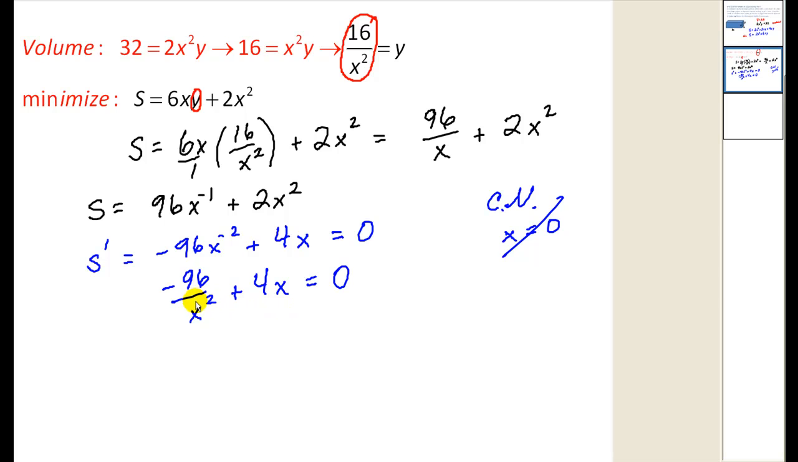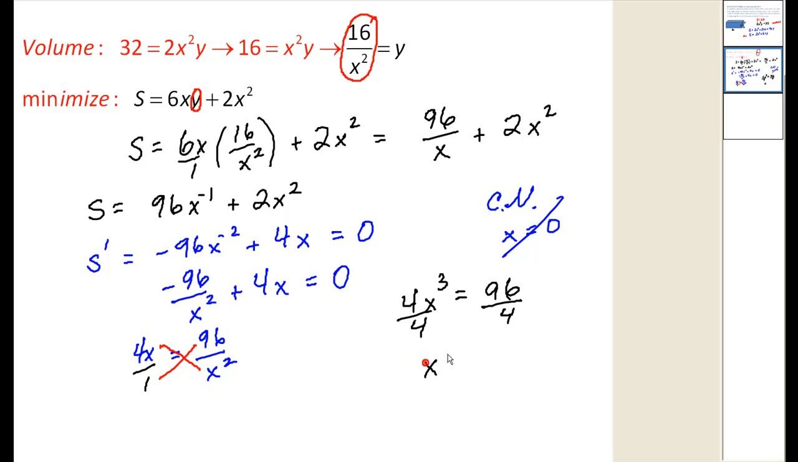So let's see if we can solve this equation. I'd probably move this over to the other side. So we'd have 4x is equal to a positive 96 divided by x squared. Now to get out of this mess, what I might do is put this over 1 and then perform cross products. This times this must equal this times this. So we would have 4x cubed must be equal to 96. Divide both sides by 4. We have x cubed is equal to 24.